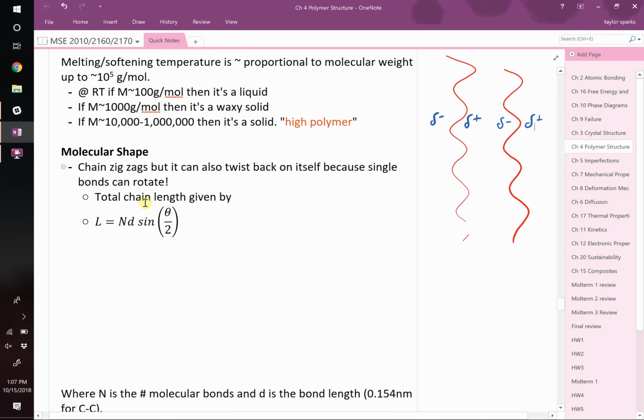All right, now in this class, we've been drawing these things as straight lines with zigzags, right? But we keep assuming that it goes in one dimension, and some polymers kind of do that, especially really rigid ones like PET, nylon, Kevlar. All of these polymers tend to be quite long and aligned, but other ones don't. They actually can twist and rotate, right?